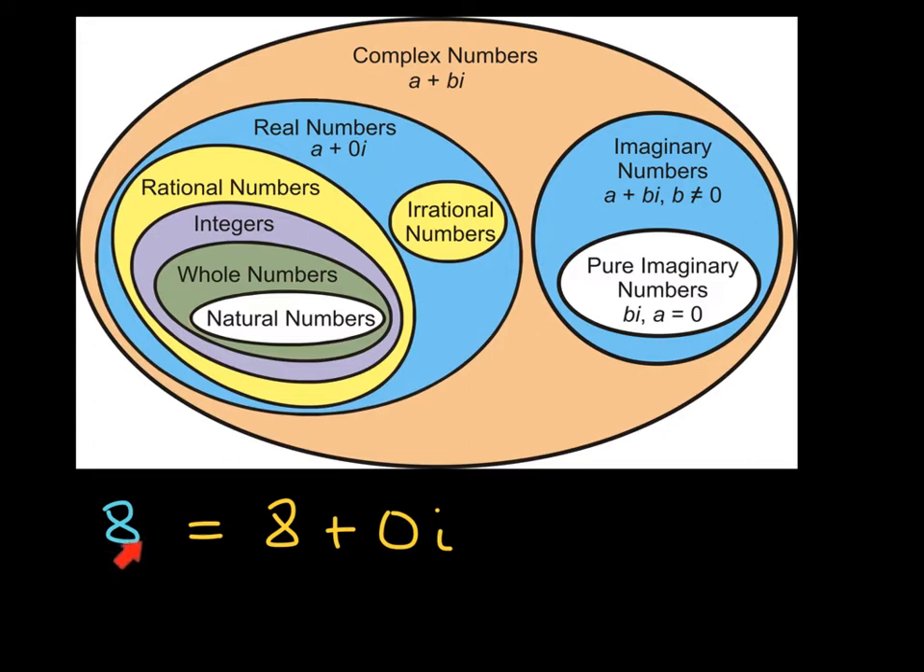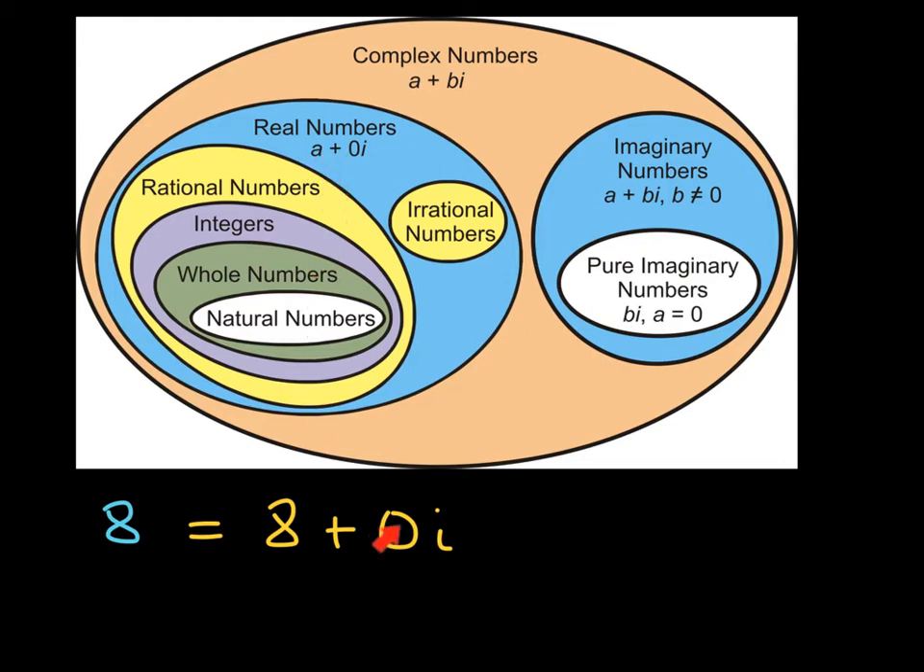Can I call it a complex number? Yes, it is a complex number. The real part is 8, and the imaginary part is 0. Now, can you also call it a real number? Well, of course, 8 is a real number. You can locate it on the number line, the real number line, your x-axis. Notice that your real numbers are just complex numbers whose imaginary part is 0, which is exactly what I have here.